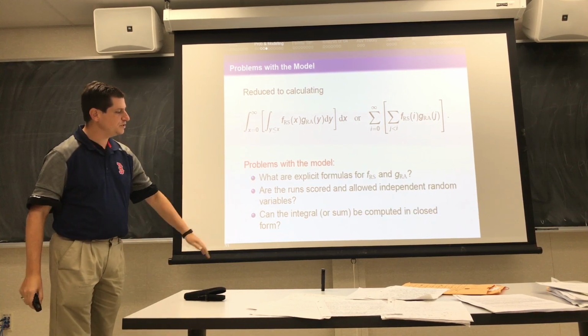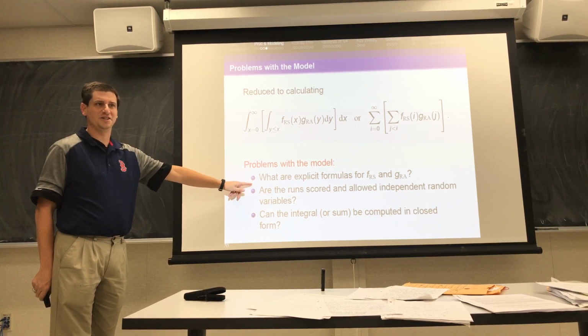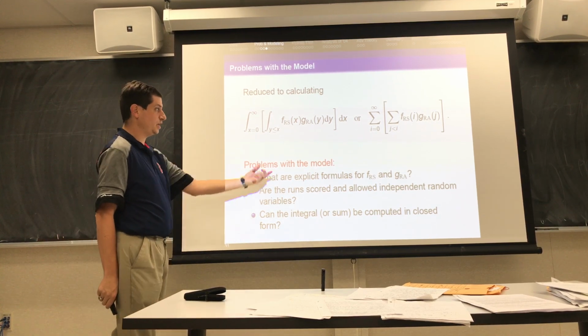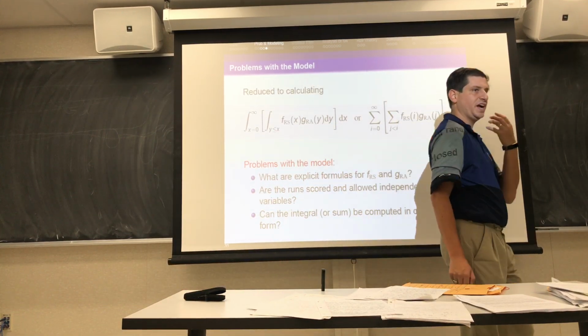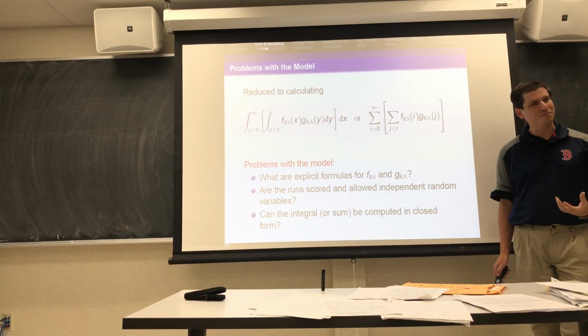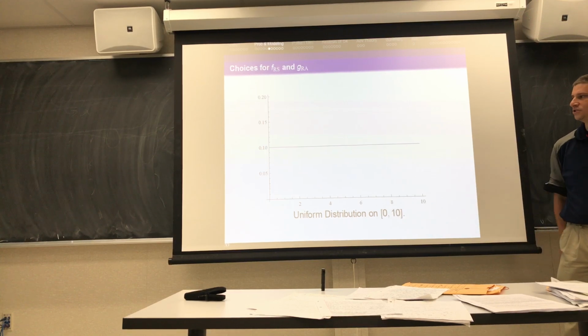So I've mentioned some of the problems with the models. Other issues are, well, what are the densities for runs scored and runs allowed? Can we actually do these integrals? What they are versus what is a good approximation to what they are is a slightly different question. We're going to try to find good approximations.